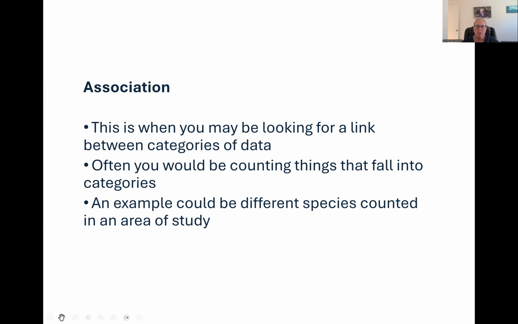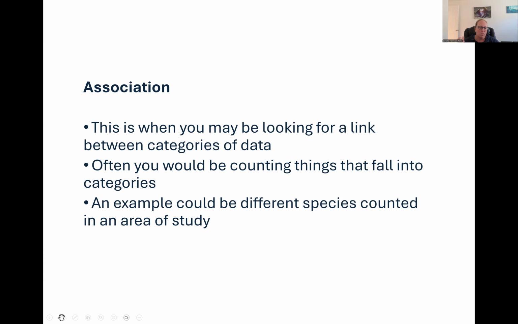Then in an association project, this is when you're looking for a link between the categories of data. So you might be counting things that fall into different categories. So let's see, if we're looking for species, you go to the park closest to your house and write down all the different species that you see, like tree, tree, tree. So you make little tick marks. Okay, bird, bird, bird, bird, bird. Dog, dog, dog, dog, right? Human, human. So you would count how many different species there are in that study. Does that make sense? Then you would look and see if there's a link.